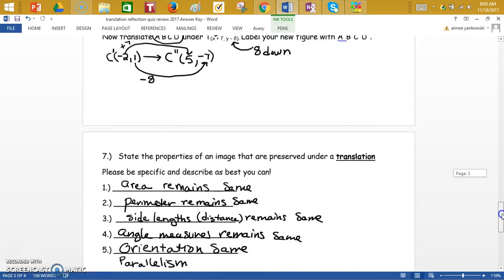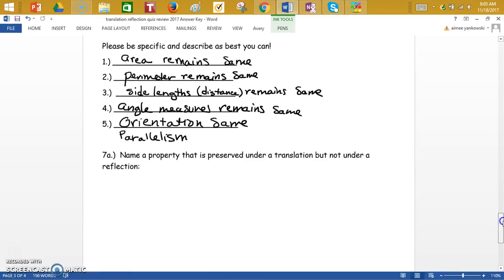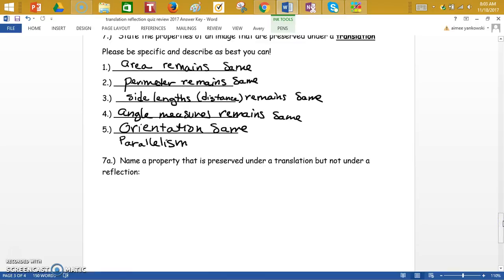All right, let's see what the last type question on the test is. Name a property that is preserved under translations, but not under reflections. Oh, okay. That would be orientation. Good. All right, so I hope that helps.